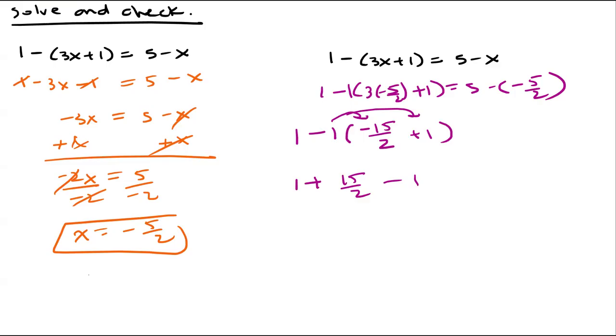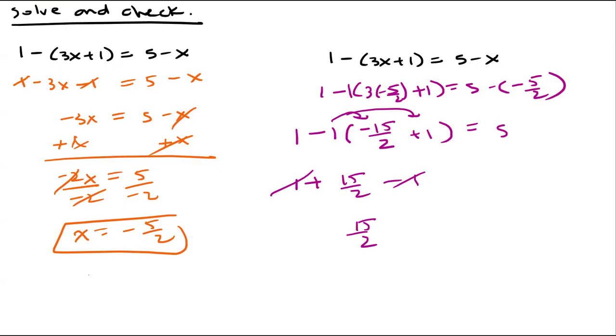Okay, on this side. So again, I have a negative 1 times a negative 15 over 2. That's a positive 15 over 2. And then minus 1 times 1 is negative 1. And then these ones will cancel, leaving me with 15 over 2. Okay? All right, so this side I should get the same.